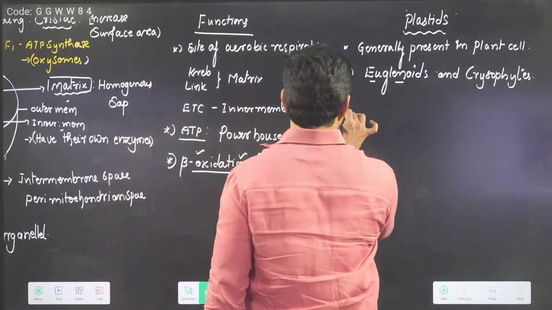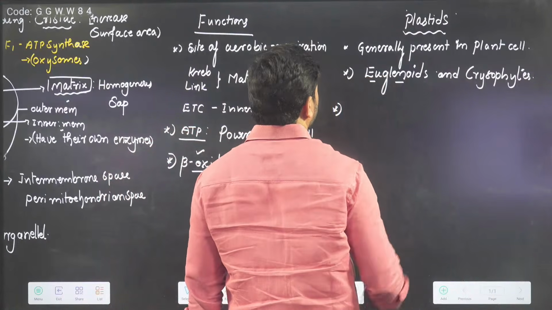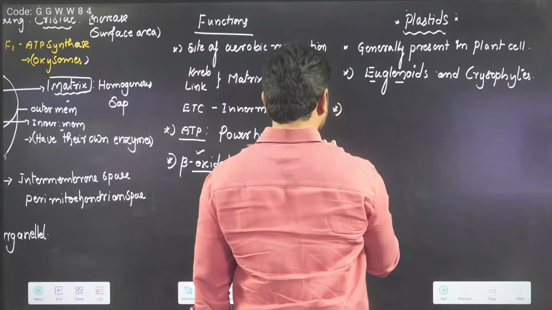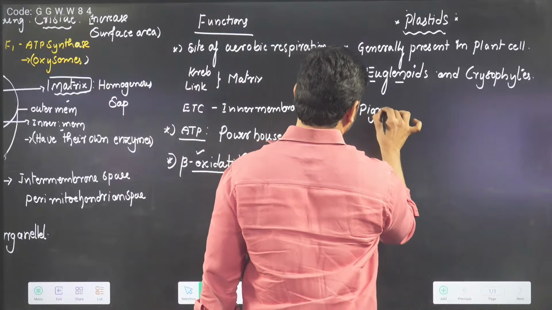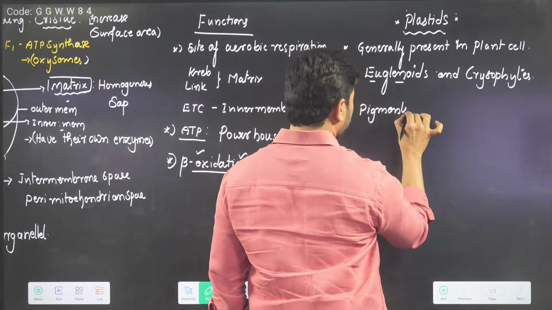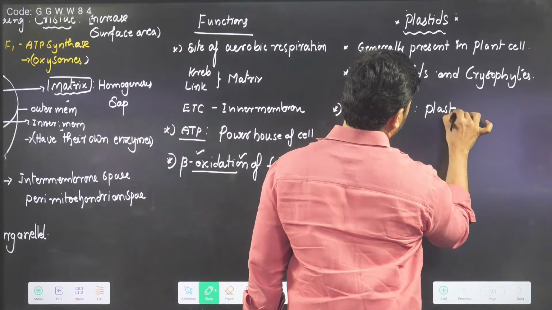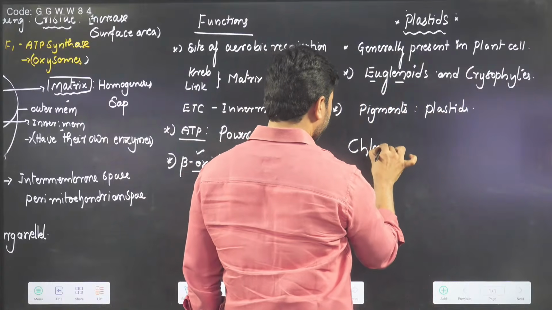Then go to their orientation, etc., content related to plastids. First one, if you are talking about plastids, based on the type of pigments present in them, plastids are three types. One is chloroplast.